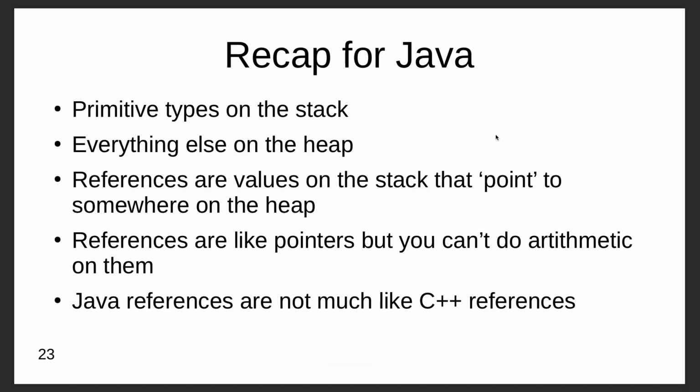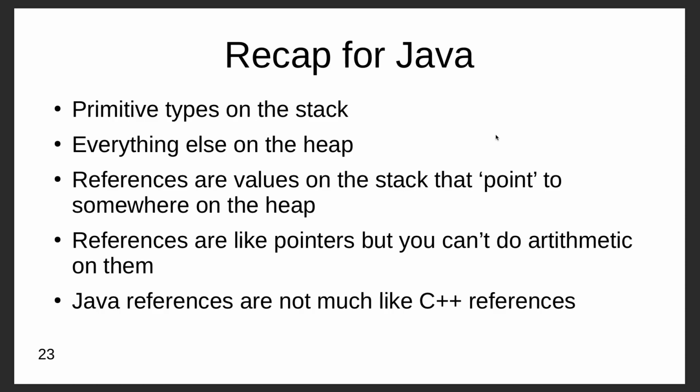Okay, let me just recap for Java. Primitive types go on the stack: int, long, double, float. When you say int i equals 4, it goes on the stack. Everything else goes on the heap. If you write the word new, it's an object, you've allocated it, it's gone on the heap. References are values on the stack that point to somewhere on the heap, and I've put quotes around point because that's not a pointer. C has already stolen the word pointer and used it for something else. So a reference is a value on the stack that points to somewhere on the heap.